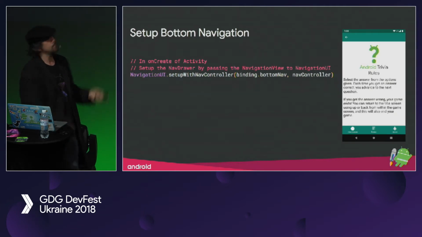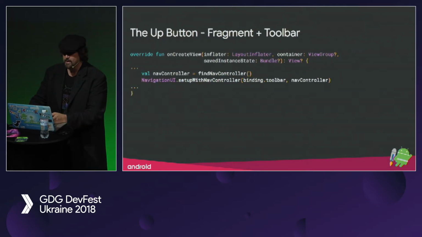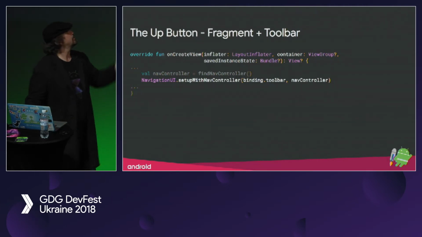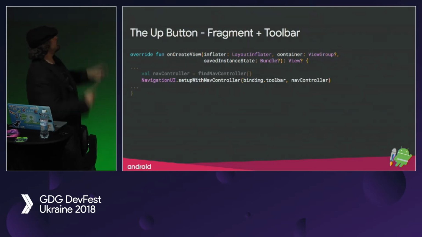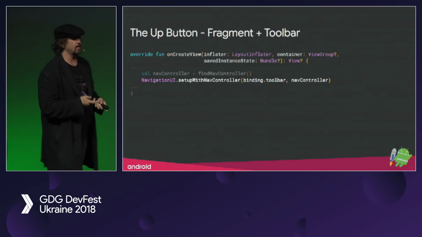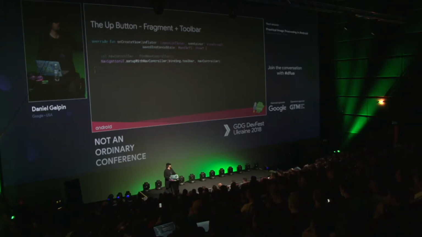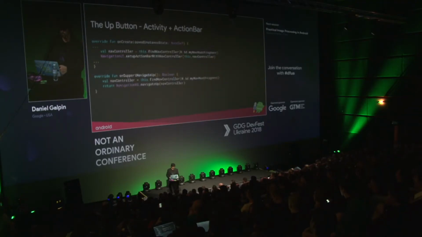You can set up bottom navigation in the activity with a single call to setup with nav controller. And to handle the up button on a fragment, you can call setup with nav controller. Again, these are all very simple. You actually don't even need the on navigate up call. So if you want to have a toolbar that looks like an action bar sitting in your fragment, which might be useful if you're going from a multi-activity pattern to a multiple fragment single activity pattern, you can just do this, and you end up getting the exact behavior you want.